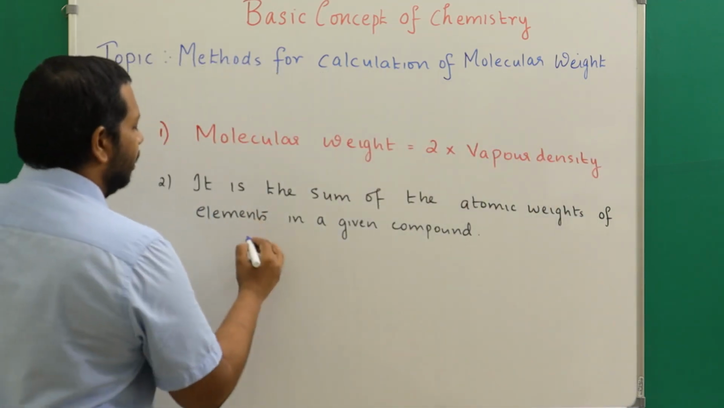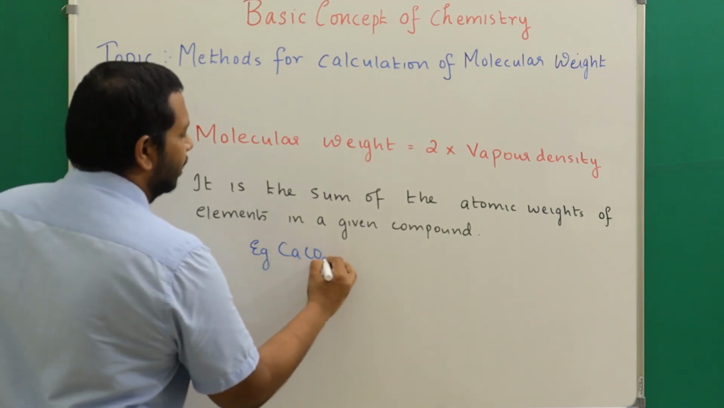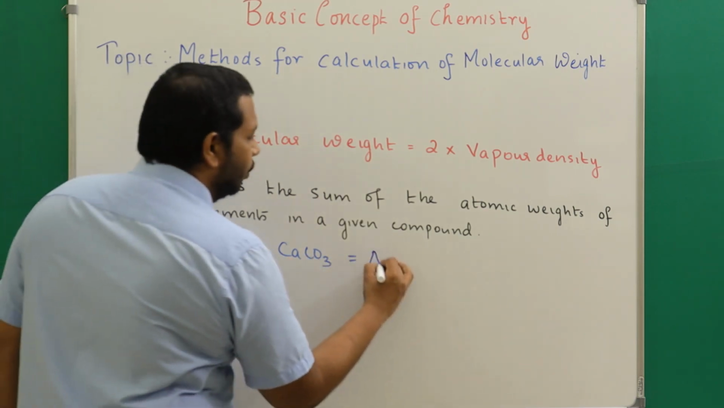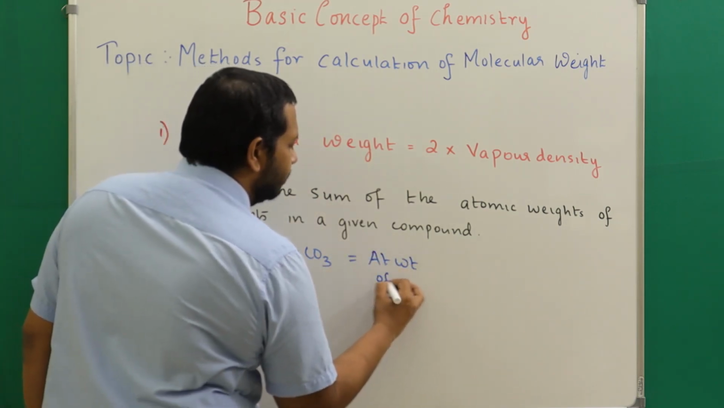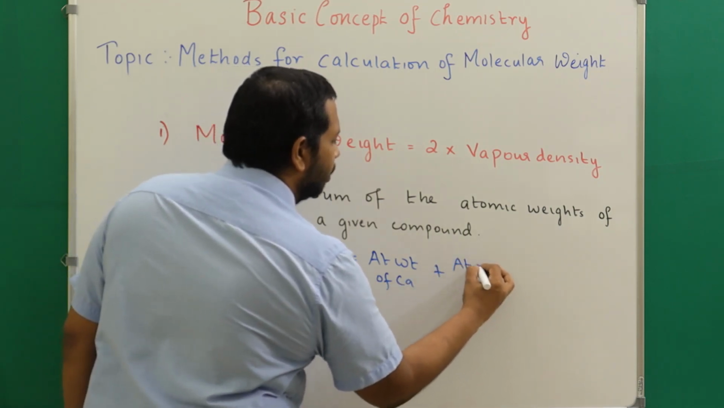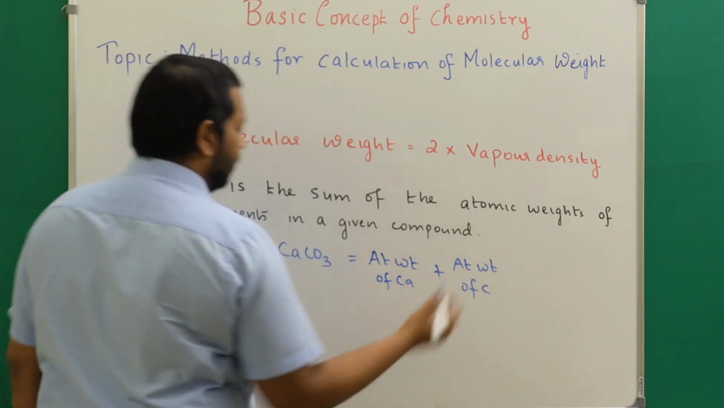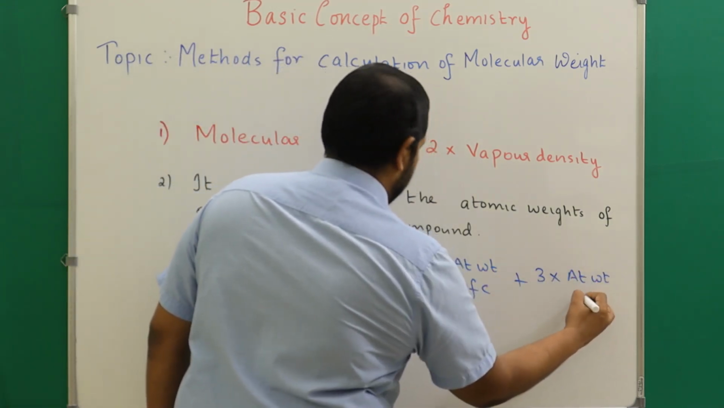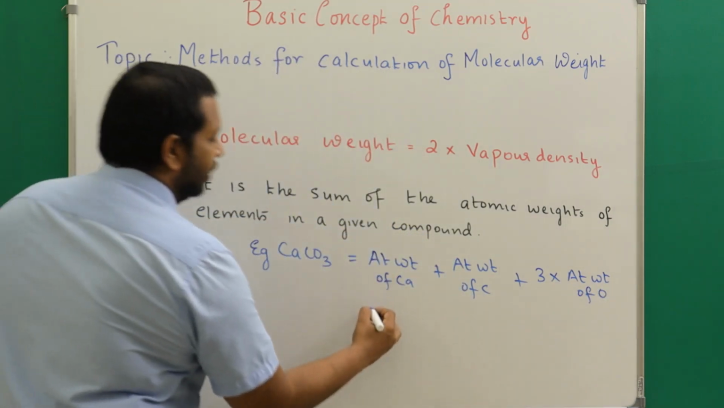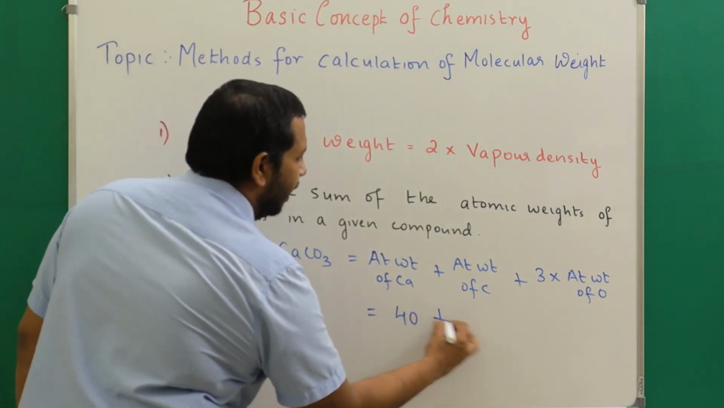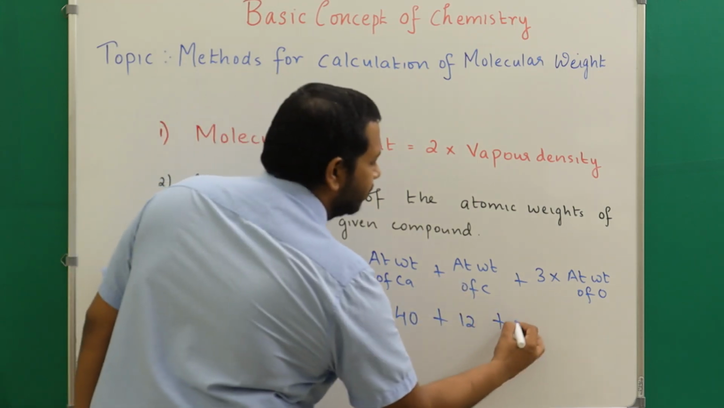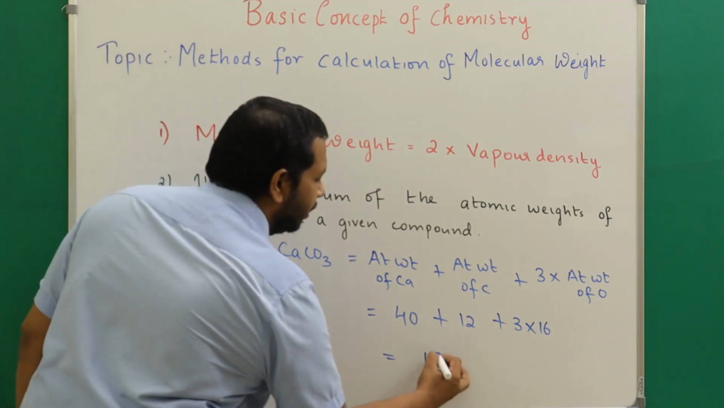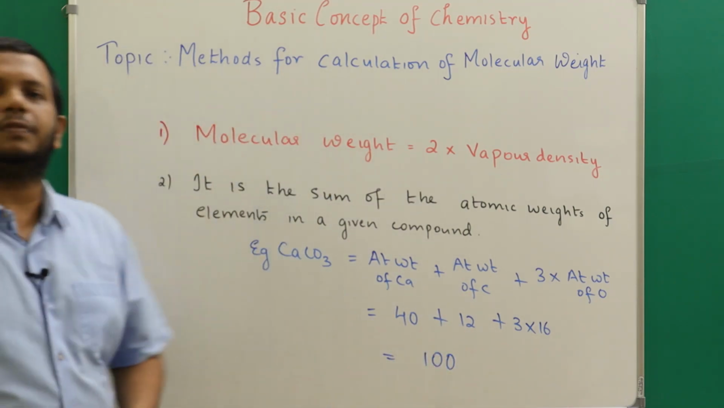For example, calcium carbonate is the compound. So how to calculate the molecular weight of this compound? Take the atomic weight of calcium, plus the atomic weight of carbon, plus 3 times the atomic weight of oxygen. Calcium we know is 40, carbon is 12, and 3 into 16. If you calculate, this will come to around 100, correct? So this is the fundamental method we are following.